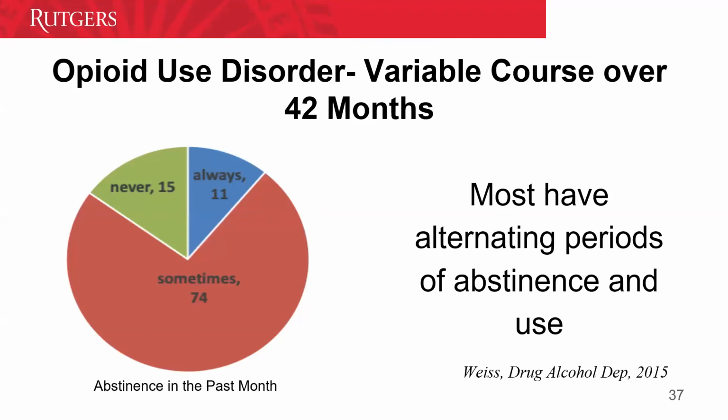As we mentioned before, opioid use disorder is a chronic disease, so you're going to have a variable course over 42 months. This is supported by a study that showed us that among those with opioid use disorder, 15% were never abstinent, 11% were always abstinent, and 74%, the majority, reported using opioids intermittently. Ultimately, most with opioid use disorder have an alternating pattern of abstinence and use.